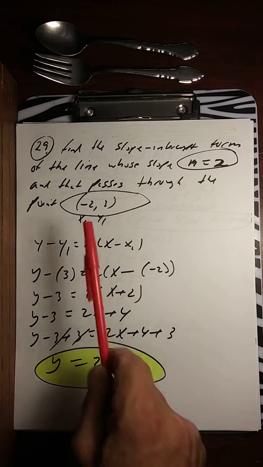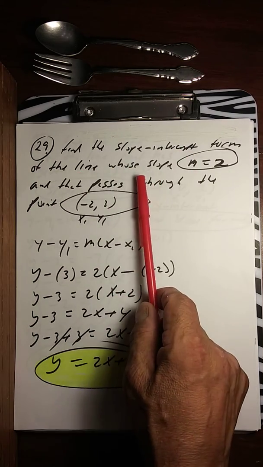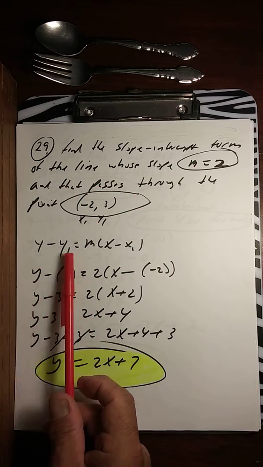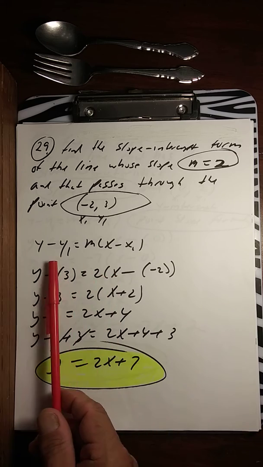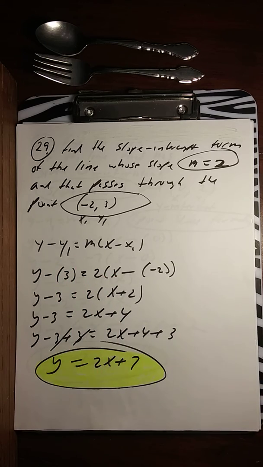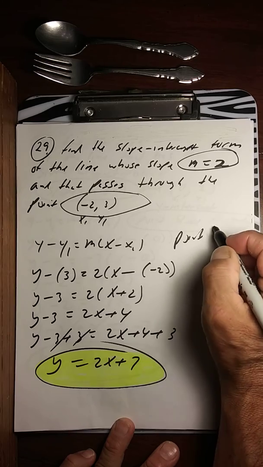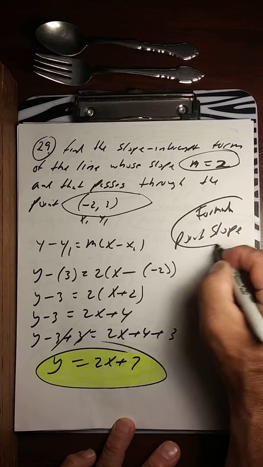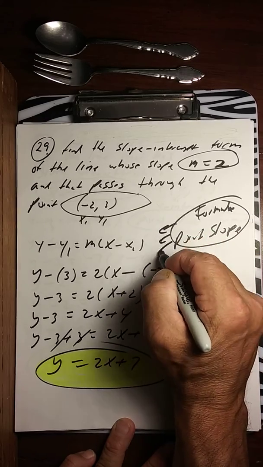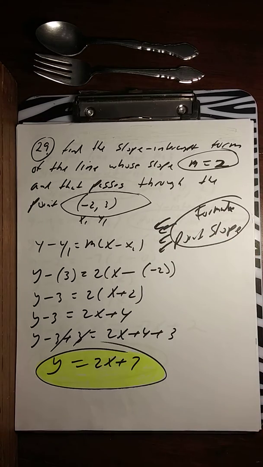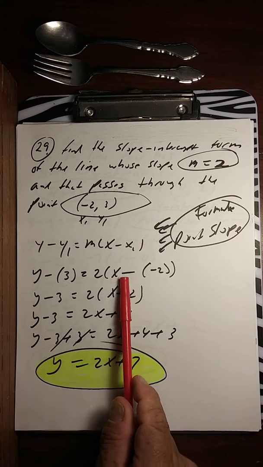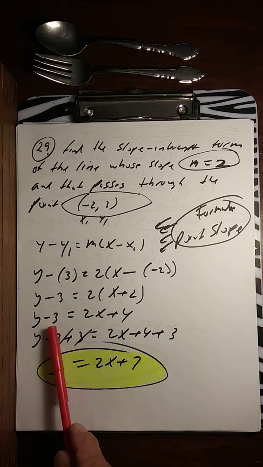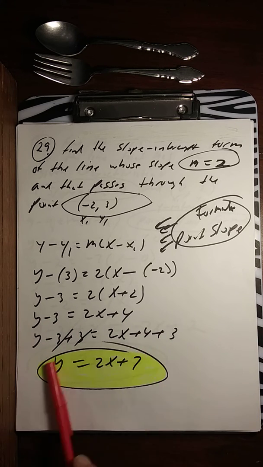Alright. Find the equation of the line whose slope is 2 and passes through this point. So the formula again, point-slope. Let me write that down: point-slope formula. There it is, right there again. Put the numbers in. Negative, negative is positive. 2 times that is 2x, and 2 times that is 4. Then add 3, these are gone. So y equals 2x plus 7. The answer.